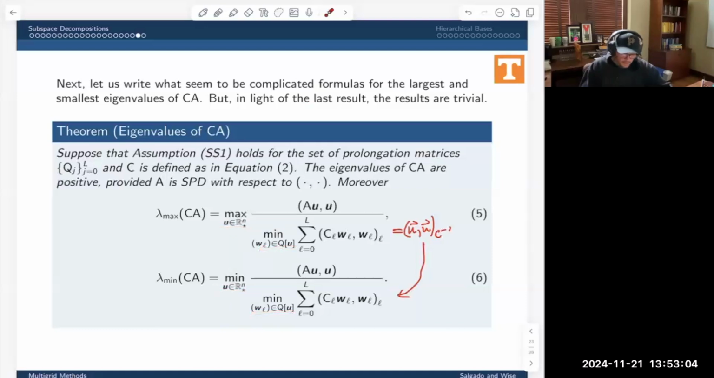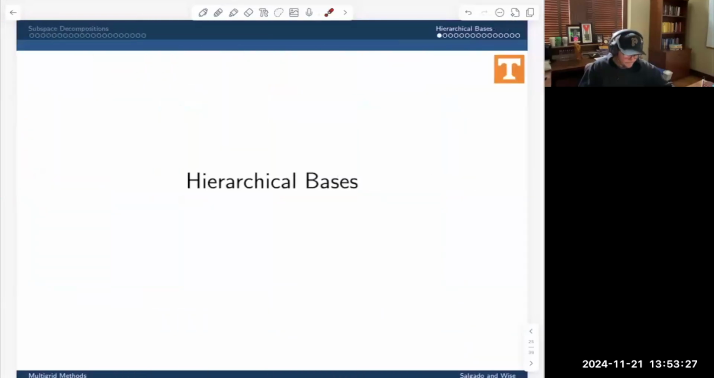Okay, so those are the two Rayleigh quotient formulas that I need, and basically everything that I've computed up to this point was getting these formulas here for 5 and 6. It's going to turn out to be quite essential for the analysis that we want to do when we start talking about hierarchical bases in the finite element setting.